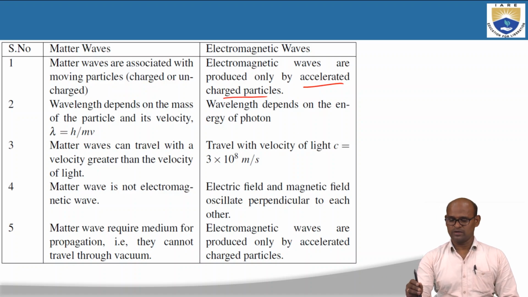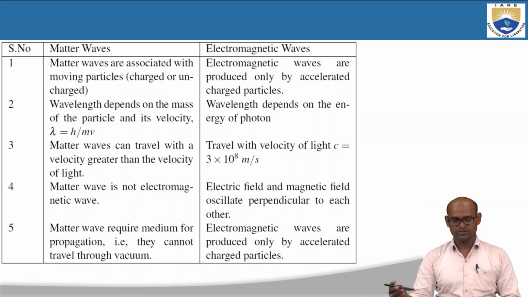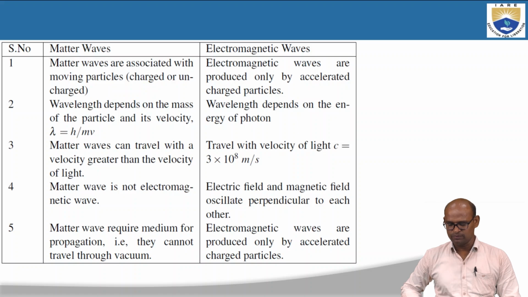Matter wave is not an electromagnetic wave, whereas electromagnetic wave has both electric field and magnetic field that oscillate perpendicular to each other. Matter wave requires a medium for propagation. Electromagnetic waves are produced only by accelerated charged particles. So these are some of the differences between matter waves and electromagnetic waves.